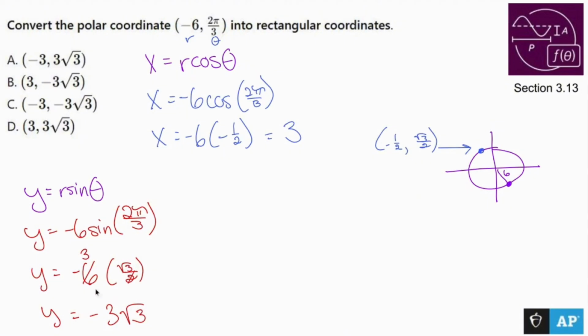So my x is 3. My y is -3 root 3. And that looks legit, I guess. And so that ended up being b, which I know we could have done if we just noticed where the point was in the first place. But what's the fun in that?